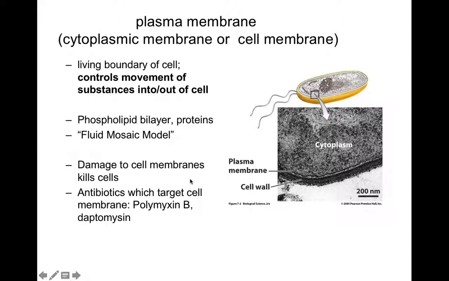Now, very important for us as microbiologists is that if anything damages the cell membrane, that will kill the cell. And we're going to use that to our advantage. When we have pathogenic bacteria growing within our patients, we want to kill them. We can use antibiotics that specifically target and cause damage to the cell membrane. These are just two examples, folks. I never asked these on the first lecture exam, but just so you know, polymyxin B and daptomycin can either damage or interrupt proper function of the cell membrane.